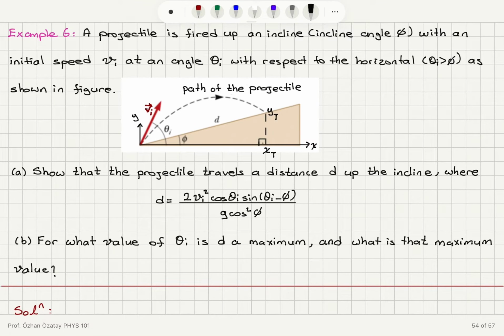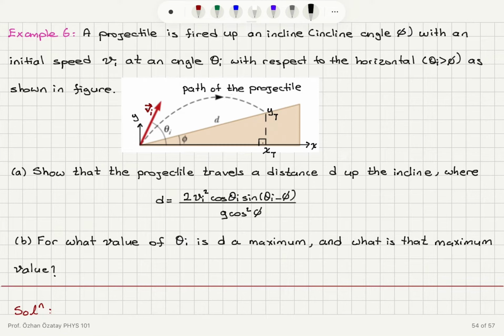Okay, let's move on to another example of projectile motion. A projectile is fired up an incline of angle phi with an initial speed v initial at an angle theta initial with respect to the horizontal. Theta initial is greater than phi as shown in the figure. Show that the projectile travels a distance d up the incline, where d is given by this expression, and for what value of theta I is d a maximum, and what is that maximum value.